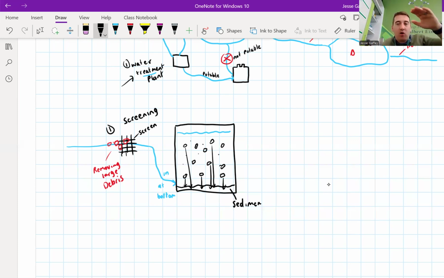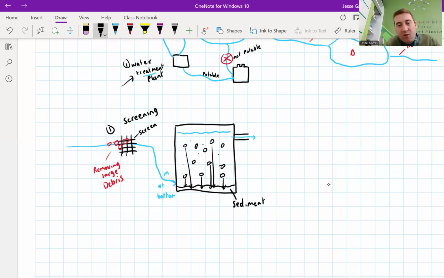The sediment will all settle to the bottom, and then what we can do is, using a pipe near the top of the tank, we can flow away the fresh water. Why do we do it from the top? Well, if you think about it, why would we not do it from the bottom?